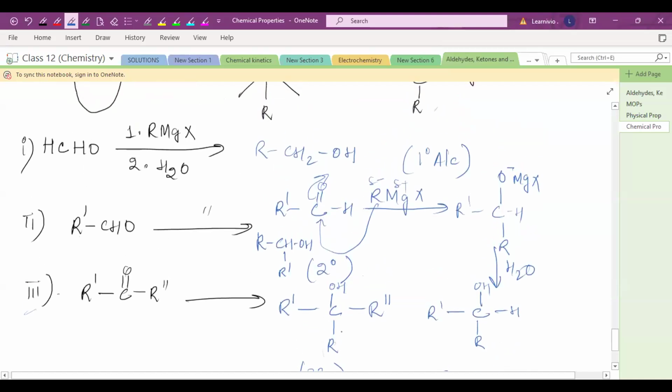So just remember, formaldehyde on treatment with RMgX, the Grignard reagent, will give you a primary alcohol. In the second case, when you treat an aldehyde other than formaldehyde, you will get a secondary alcohol, and the ketone on treatment with the Grignard reagent will give you a tertiary alcohol.